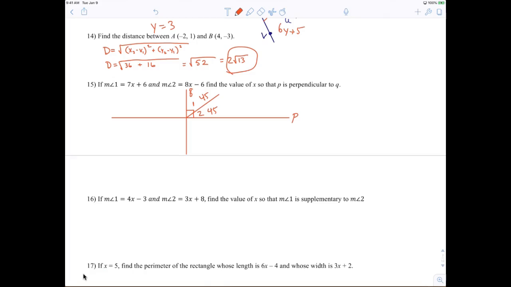Everybody with me on this? So we would say, just in interest of time, 15x is equal to what? 90. Is everybody good with that? And so x is what? x is 6.